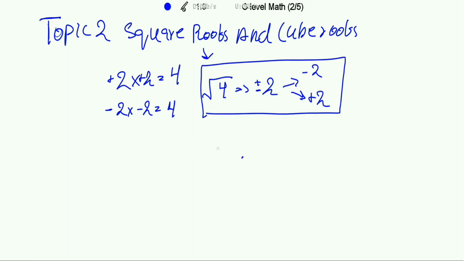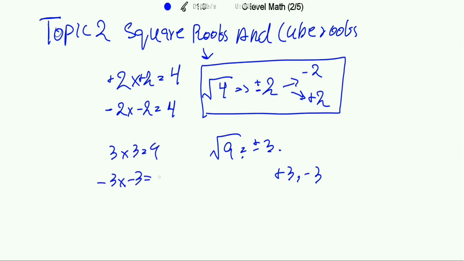Let's say I want to take the square root of 9, so it's going to be positive or minus 3. Which means it could be positive 3 and it could be minus 3, because if I multiply 3 by 3, it's going to be 9. If I multiply minus 3 by minus 3, then again it's going to be 9. So this is the story of square roots.